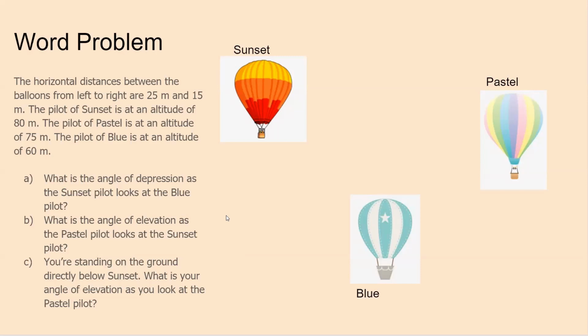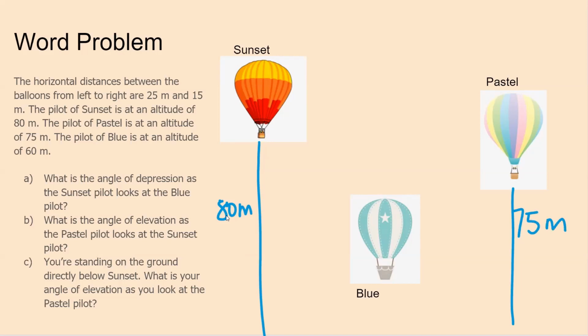So the pilot of sunset is at an altitude of 75 meters. So what this means is that from the pilot all the way to the ground is 80 meters. Oh, sorry, I think I read that wrong. Did I say 80 meters? 80 meters. Now the pilot of pastel is at an altitude of 75 meters. So it's just 5 meters lower than sunset. I'm going to put in 75.